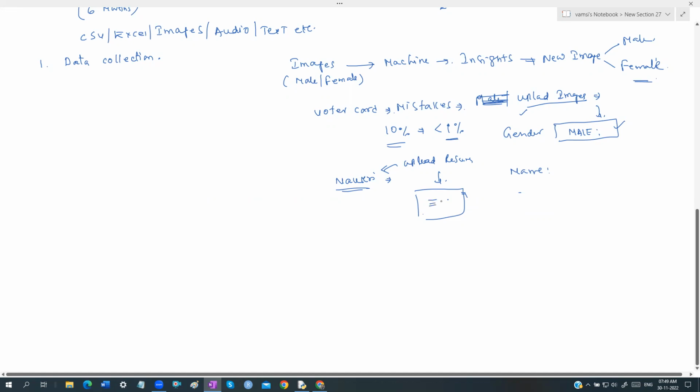Everything is going to come from the text, which is the resume in text form. So how does the machine come to know that this is a name, this is the contact number, this is an email ID? It has automatically studied them. They have given it a lot of resumes.